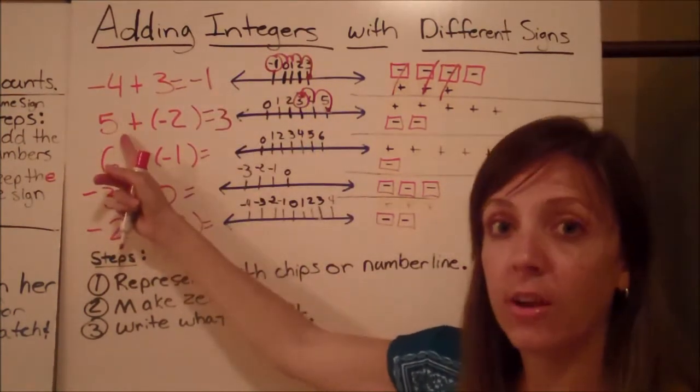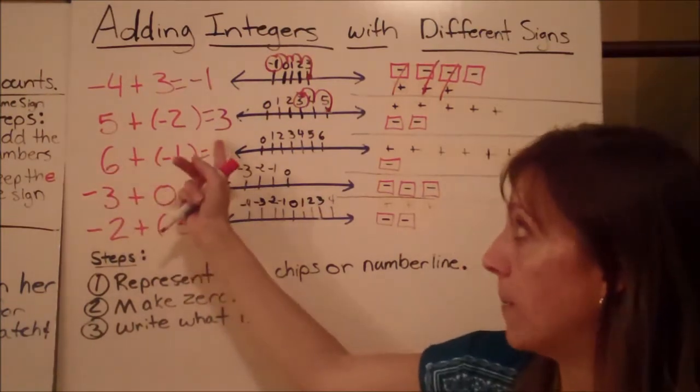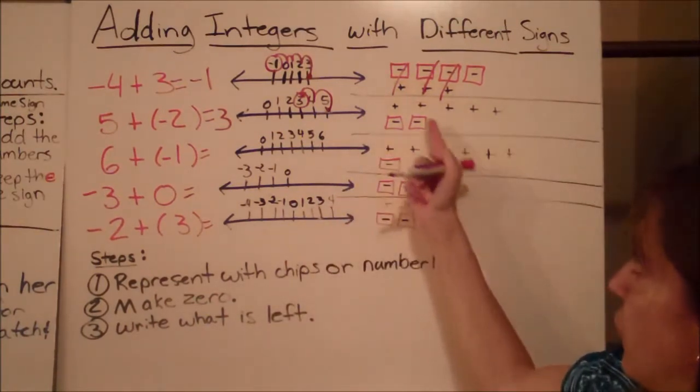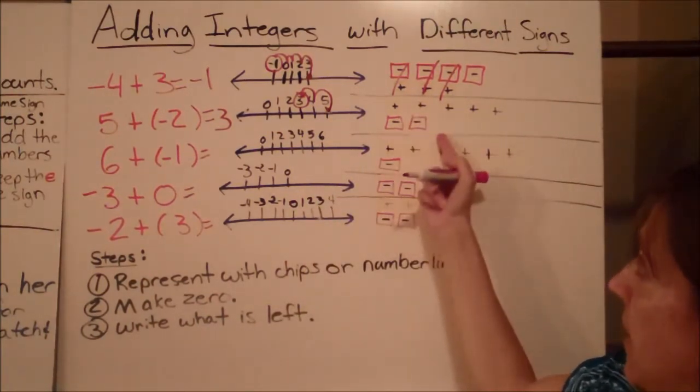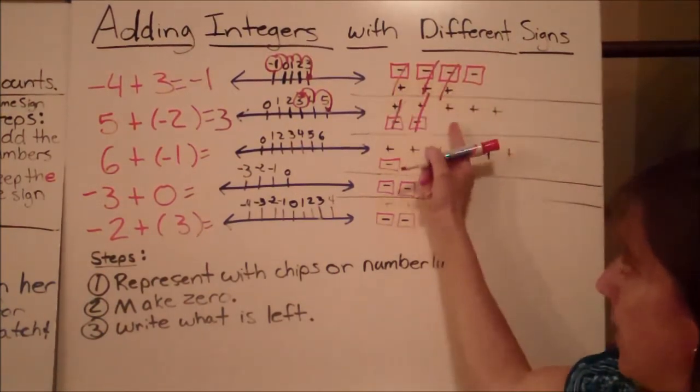Again, 5 has a greater absolute value because it's farther away from 0. So I know my answer is going to end up being positive, and I did get a positive 3. Let's look at it with integer chips. Positive 5 plus a negative 2. These two are going to cancel out, and I end up with positive 3.